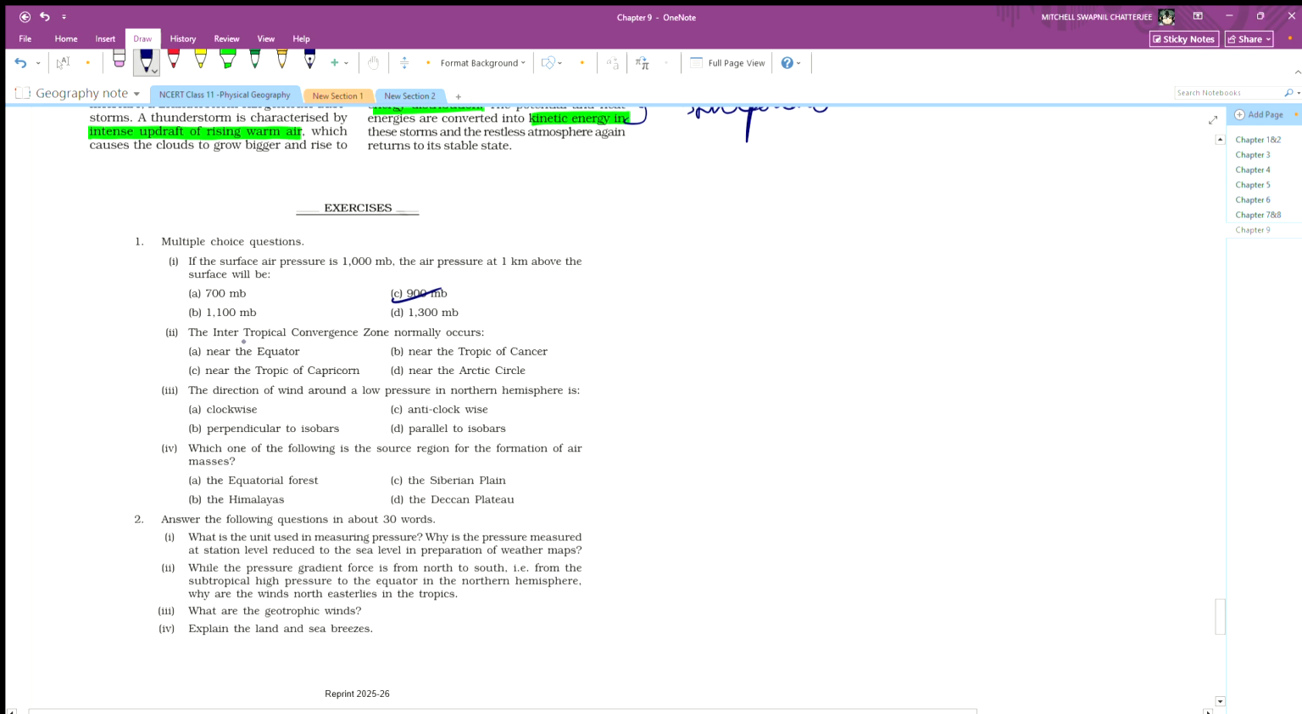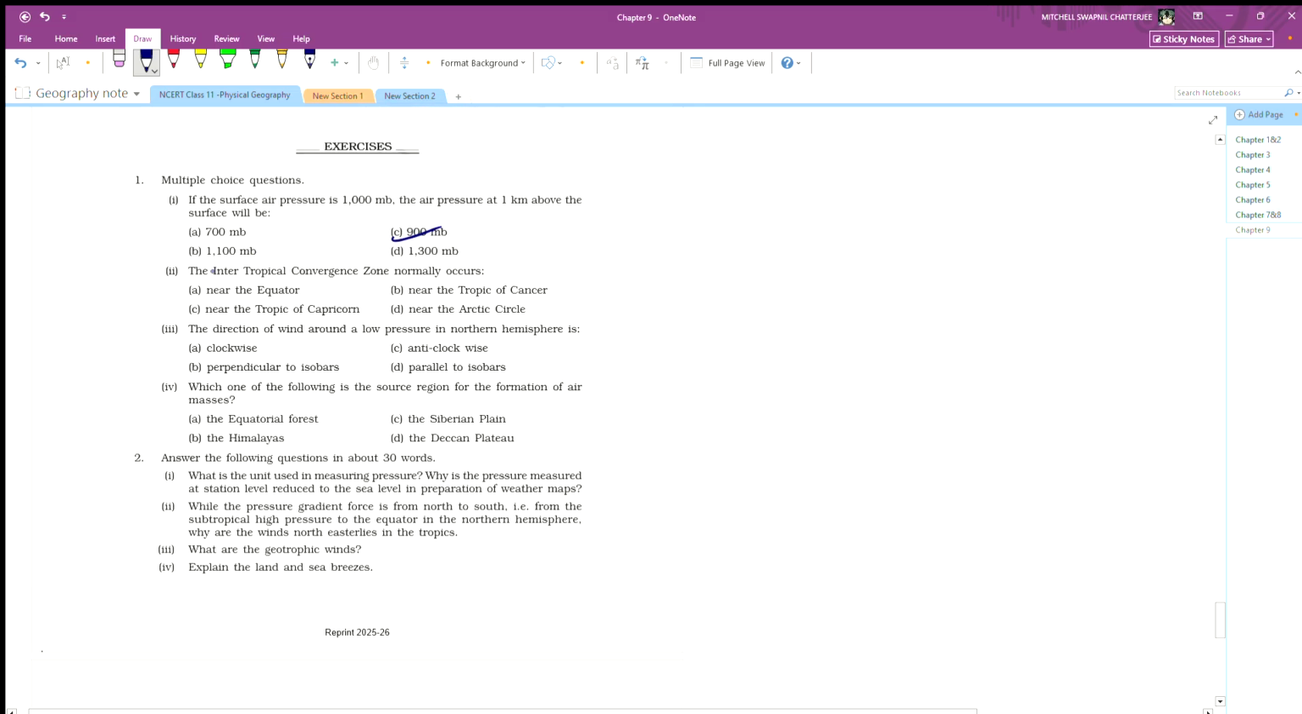The intertropical convergence zone normally occurs at the equator, in the tropics near the equator.